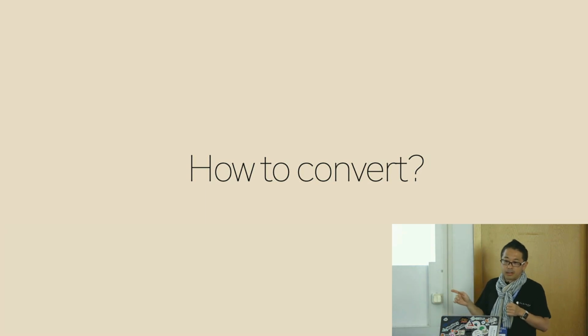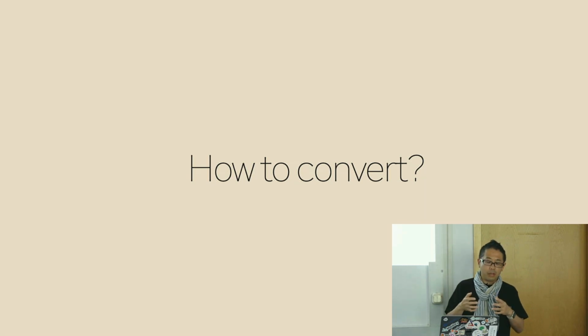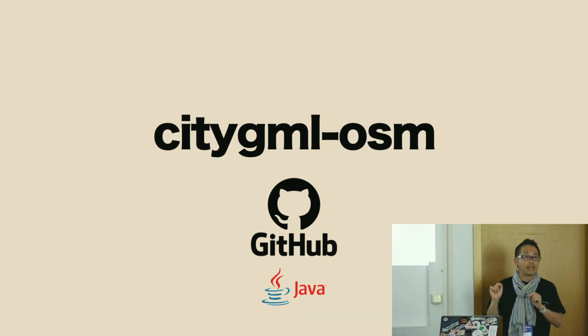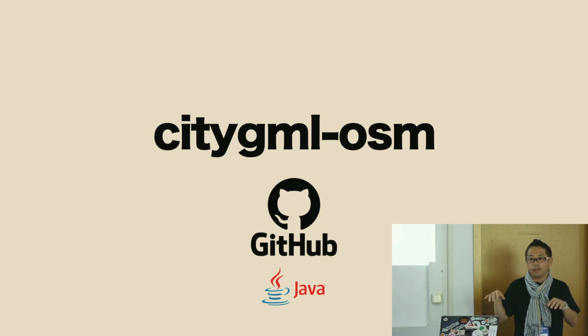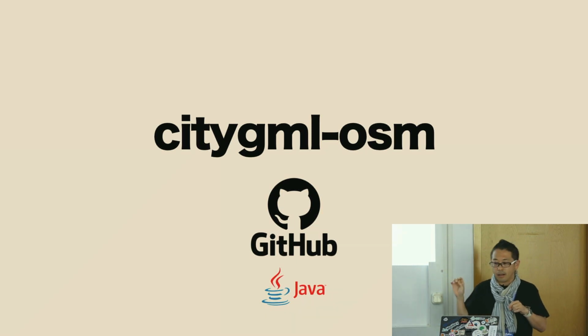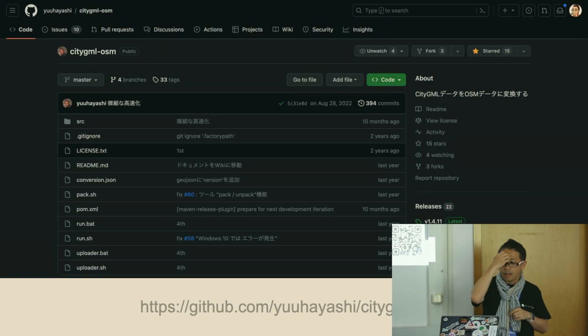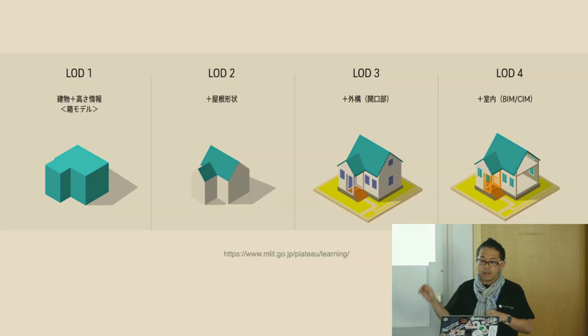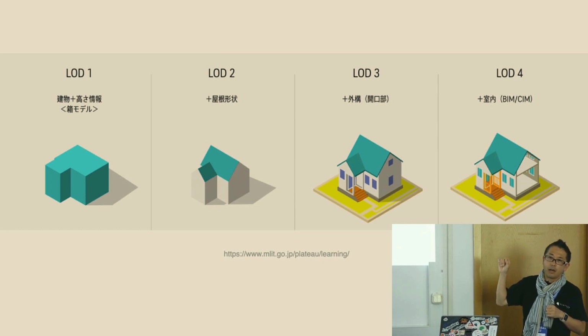And so next, how to convert. The CityGML format is an open standard format, but good converters are very few. So if we want to use it, we may have to make some code or tools. So the Japanese OpenStreetMap community made an original converter. The name is CityGML-OSM. We already published that tool on GitHub, and it can run in a Java environment. So you can download it and use it.